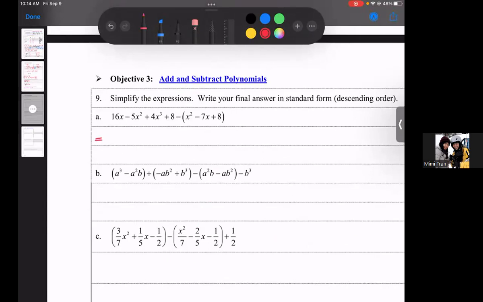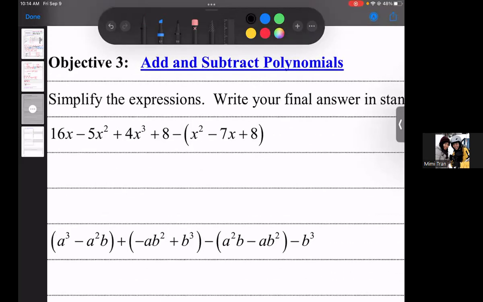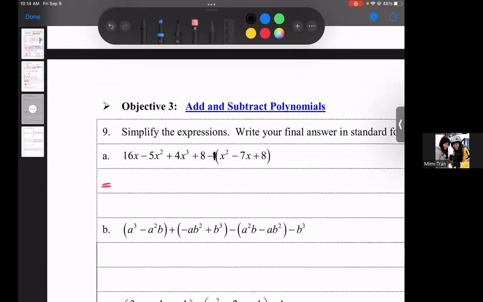If I was you, what should I do first? Yeah, distribute the negative. That negative there is meant to be -1. I know we don't write the 1 there. There's an invisible 1 there. So we write everything: 16x minus 5x squared plus 4x cubed minus 8 minus x squared. Basically, you distribute that negative into everybody. Distribute that negativity. Plus 7x minus 8. And then you combine like terms.